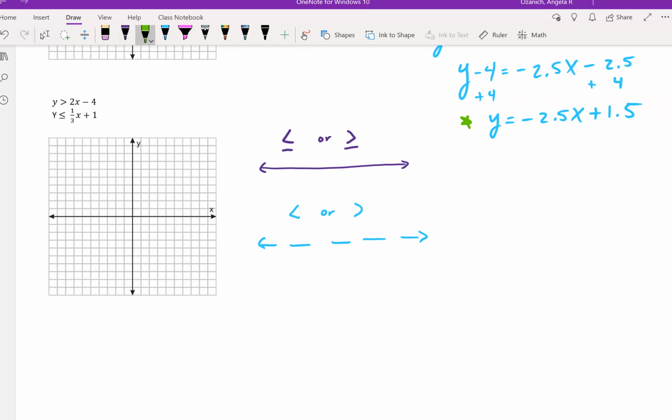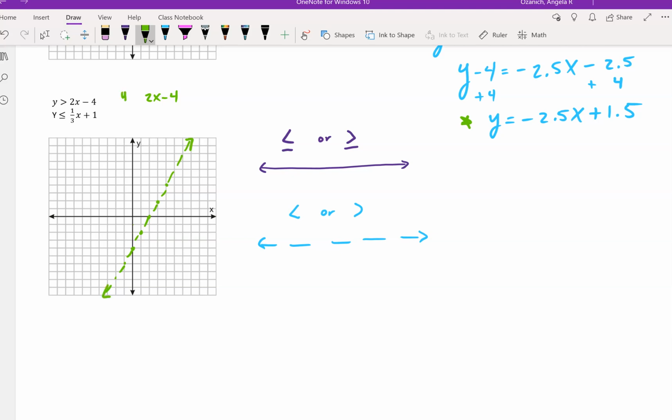So y is greater than 2x minus 4. I'm going to recognize that that 2x minus 4 part means I have a y-intercept of negative 4 and a slope of 2, so it looks like it's going up like this. It is strictly greater than, so I'm going to have a dashed line that separates this coordinate plane into two parts.